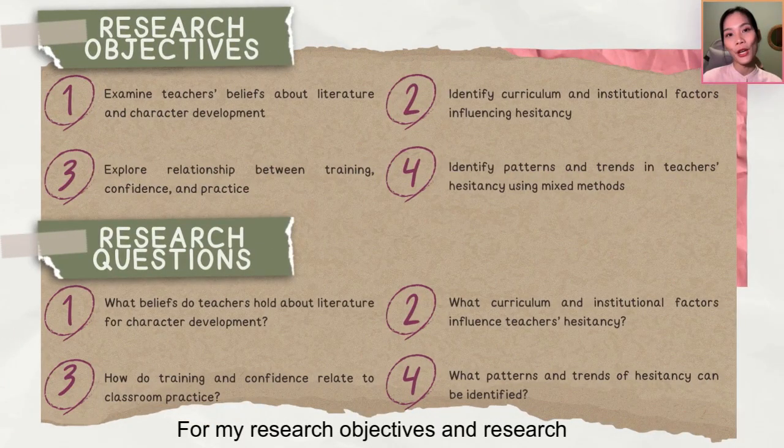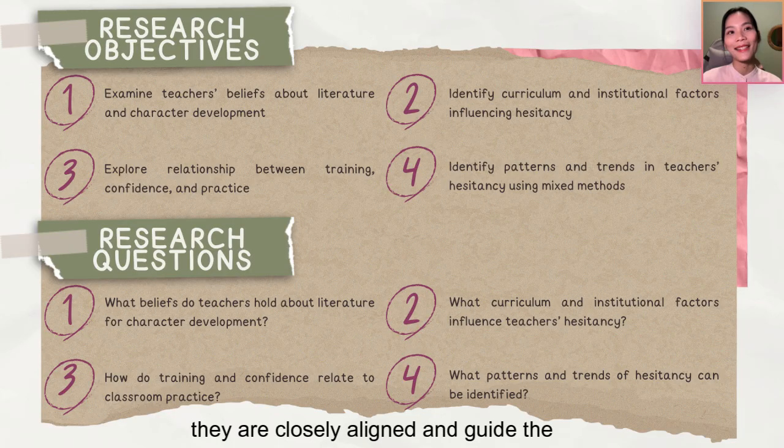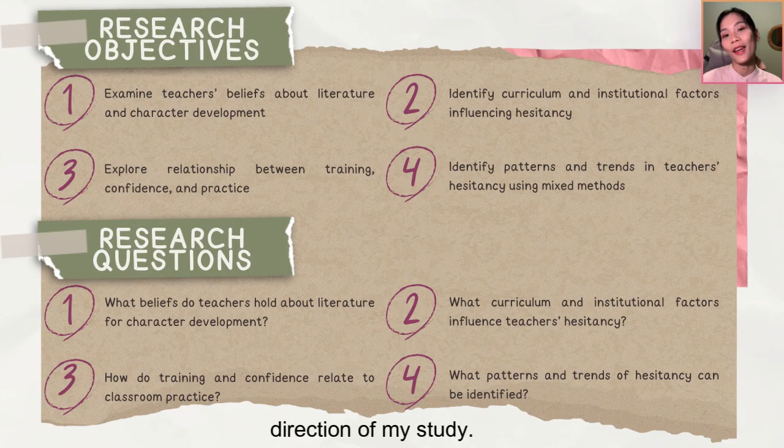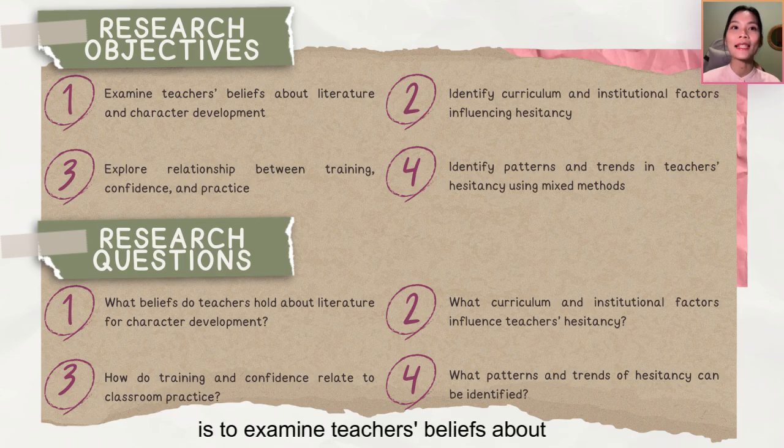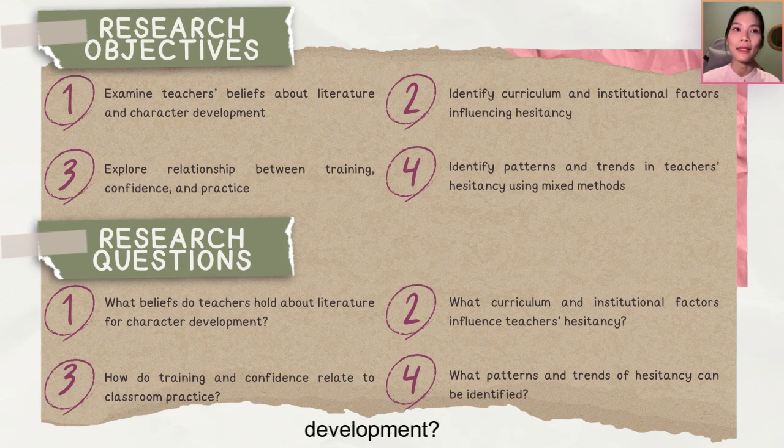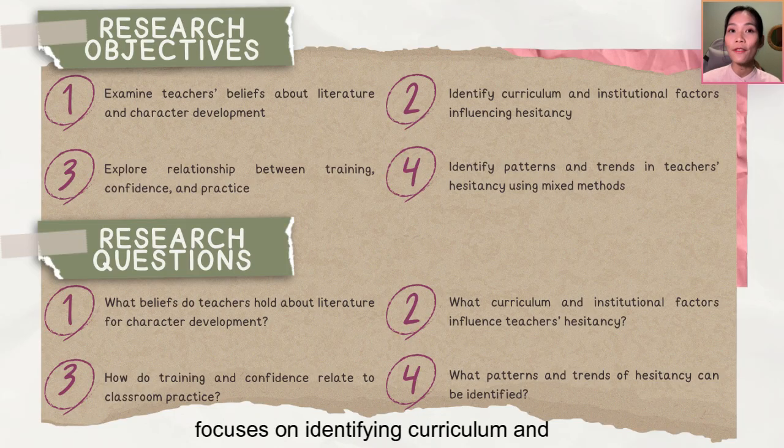For my research objectives and research questions, they are closely aligned and guide the direction of my study. The first research objective is to examine teachers' beliefs about literature and character development. This is addressed through the first research question, which asks what beliefs teachers hold regarding the use of literature for character development. The second research objective focuses on identifying curriculum and institutional factors that influence teachers' hesitancy.